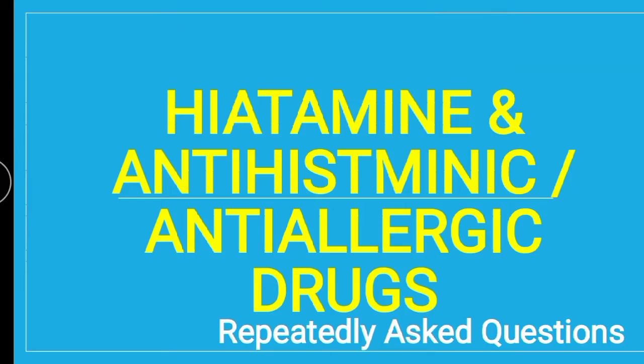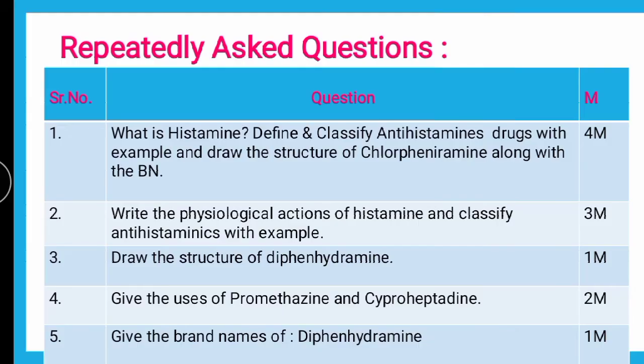Hello dear learners, today we are going to discuss a few of the FAQs or repeatedly asked questions from the chapter histamine and antihistaminic drugs. They are also called anti-allergic drugs. Since whatever allergy is produced is because of histamine production, this histamine produces allergy. So the drugs which act against the allergy produced by histamine are anti-allergic drugs, also called antihistaminic drugs.